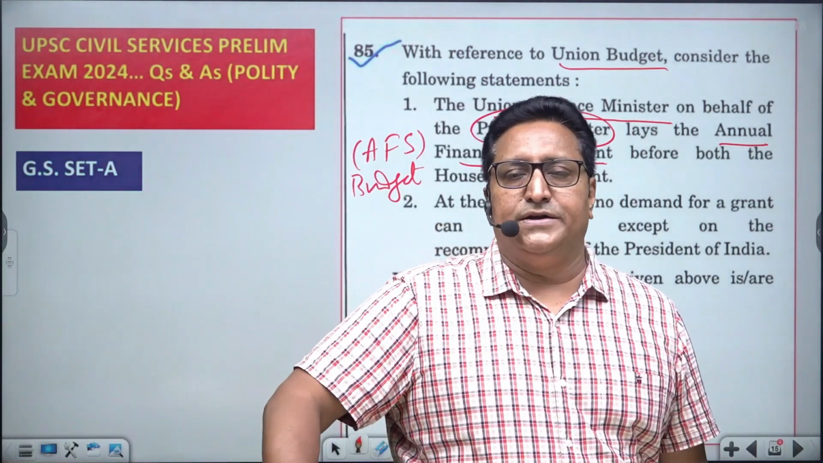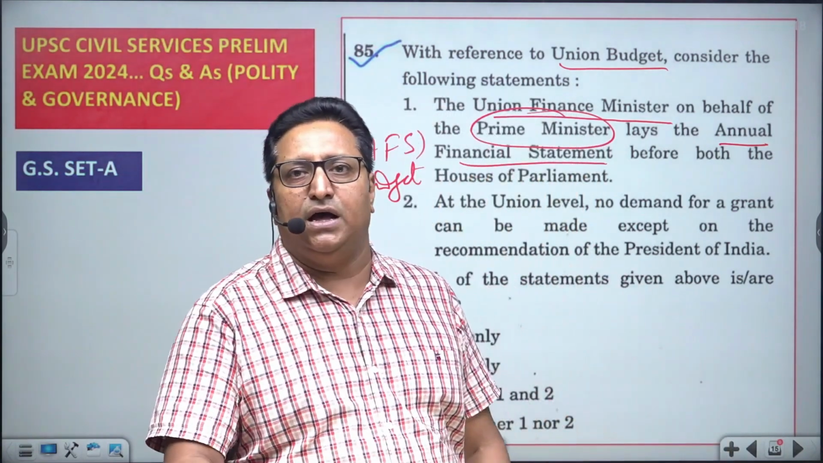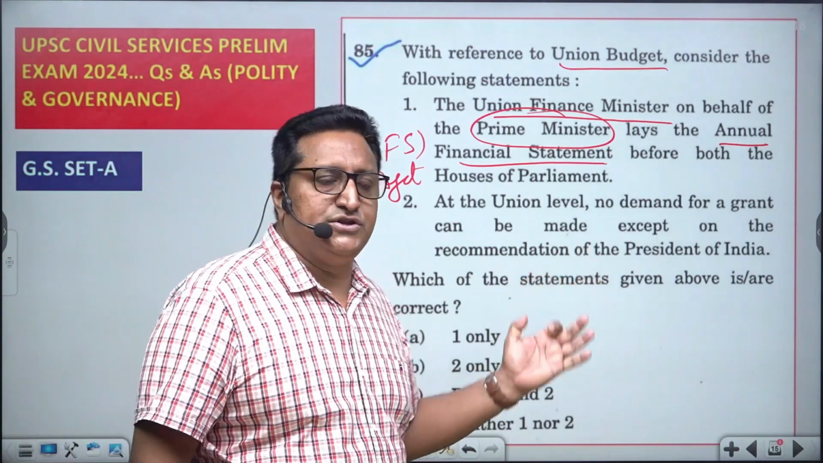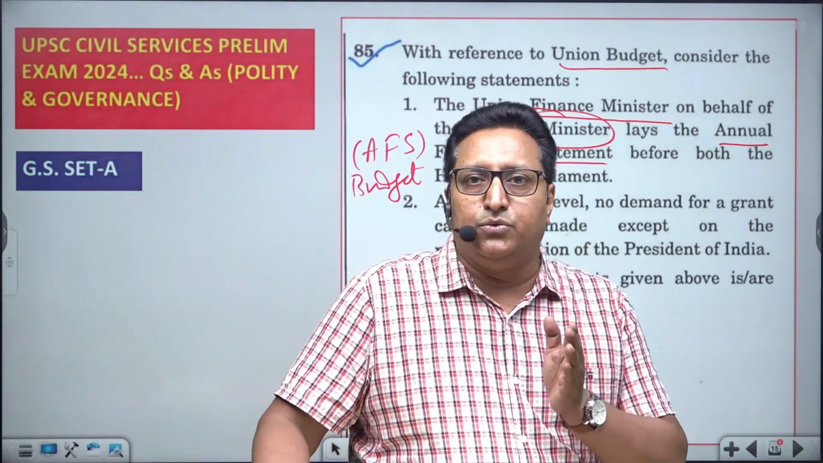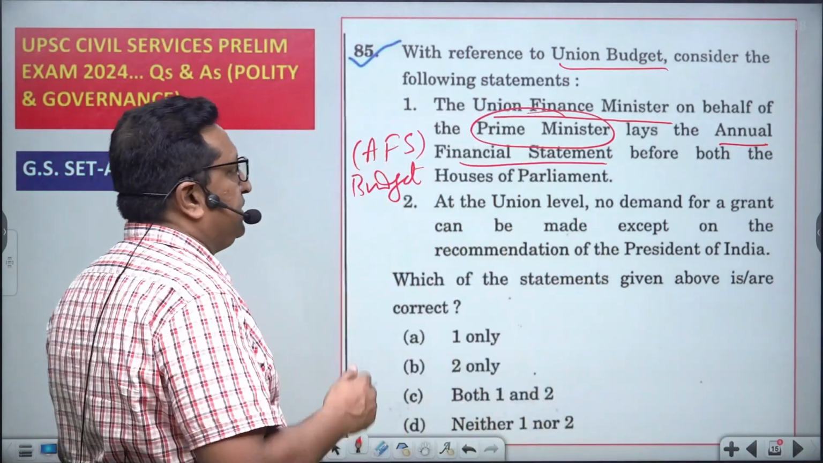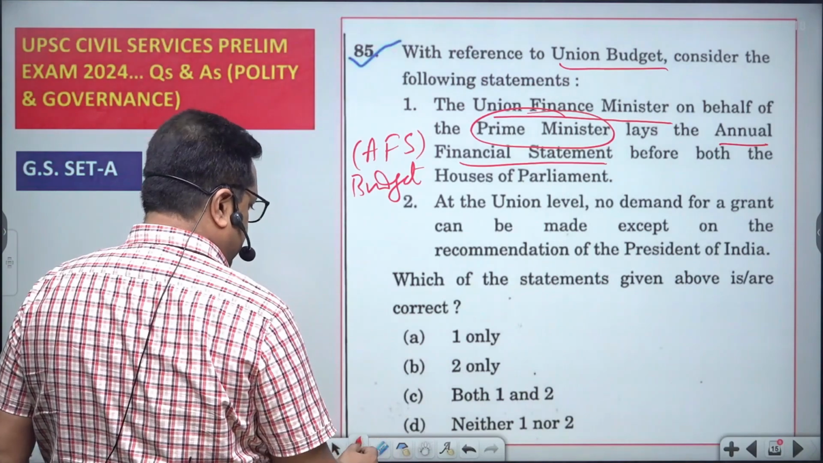Article 112 clearly mentions that it is the responsibility of the President of India to lay before the House the annual financial statement. But it is not the President who does so. Practically, it is the Union Finance Minister who represents the President in the Parliament in this matter. So this is not correct.